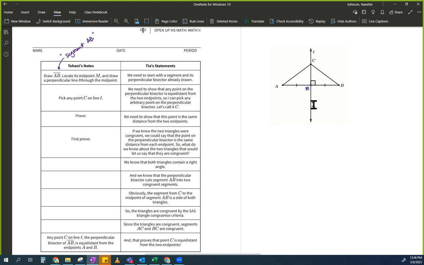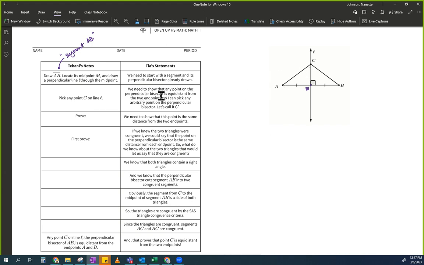Now notice capital M is a point versus lowercase m, which means something else, which, if you want to remember, means slope in math, right? And then it says draw a line perpendicular. It's perpendicular, meaning it meets it at a right angle through the midpoint, and they call it lowercase l. L is named the line. It's the whole line. So I could either call this line L, or I can call this line CM now that I have a point here. So it says we need to start with a segment and the perpendicular is already drawn. So done. Pick a point C on line L, which they did.